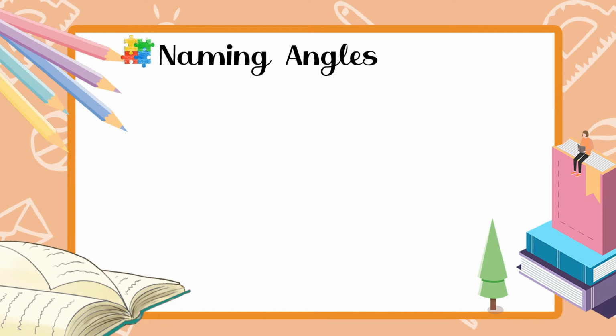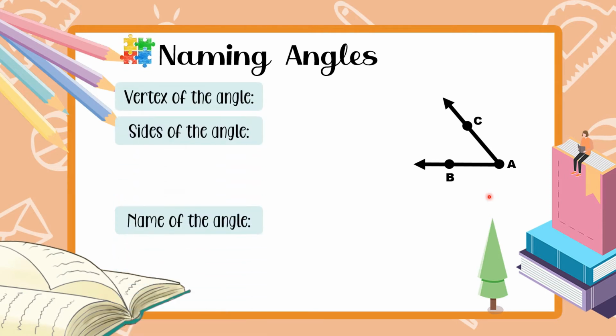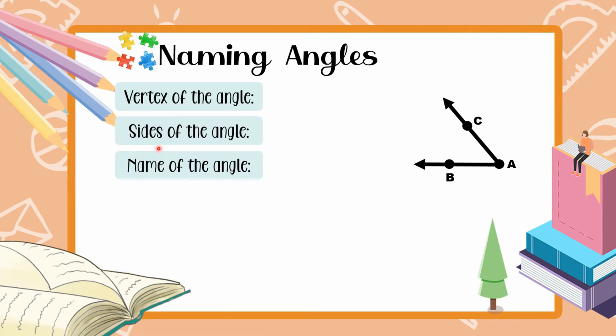So, how do we name an angle? For example, we are going to name this angle right here. Para mapangalanan natin yan, we have to identify the vertex at saka yung sides. Tapos, malalaman na natin yung name. First, we have to identify the vertex. Sabi natin yung vertex is the common endpoint. So, alin ba yung common endpoint dito sa tatlong point na meron tayo? Is it C? Is it B? Or A? Okay, so the common endpoint here is A. So, yun yung ating vertex.